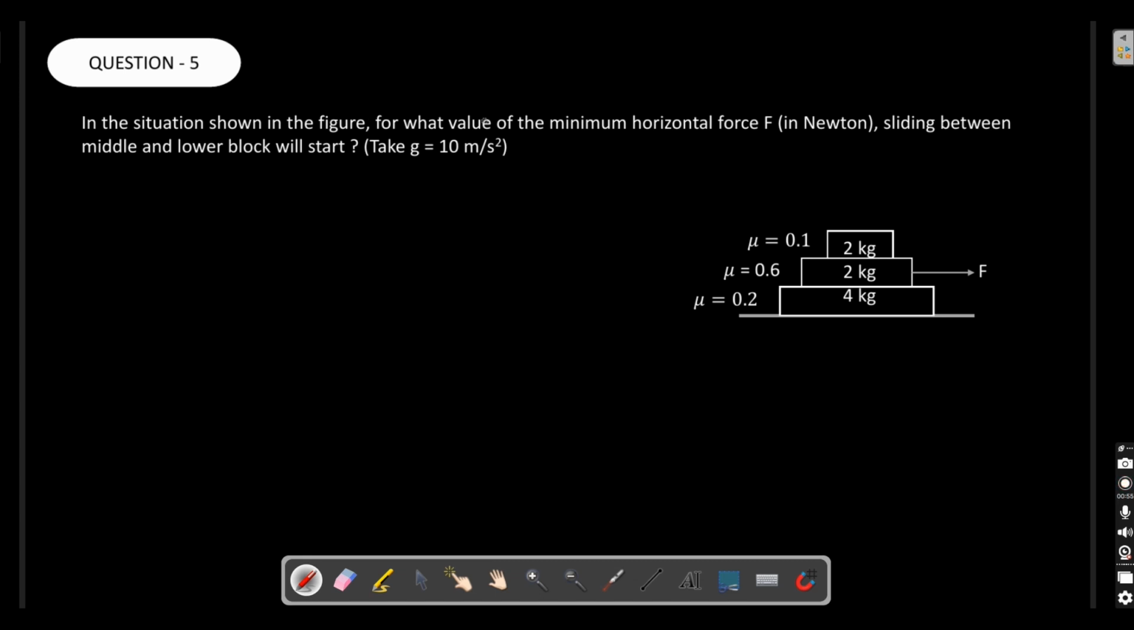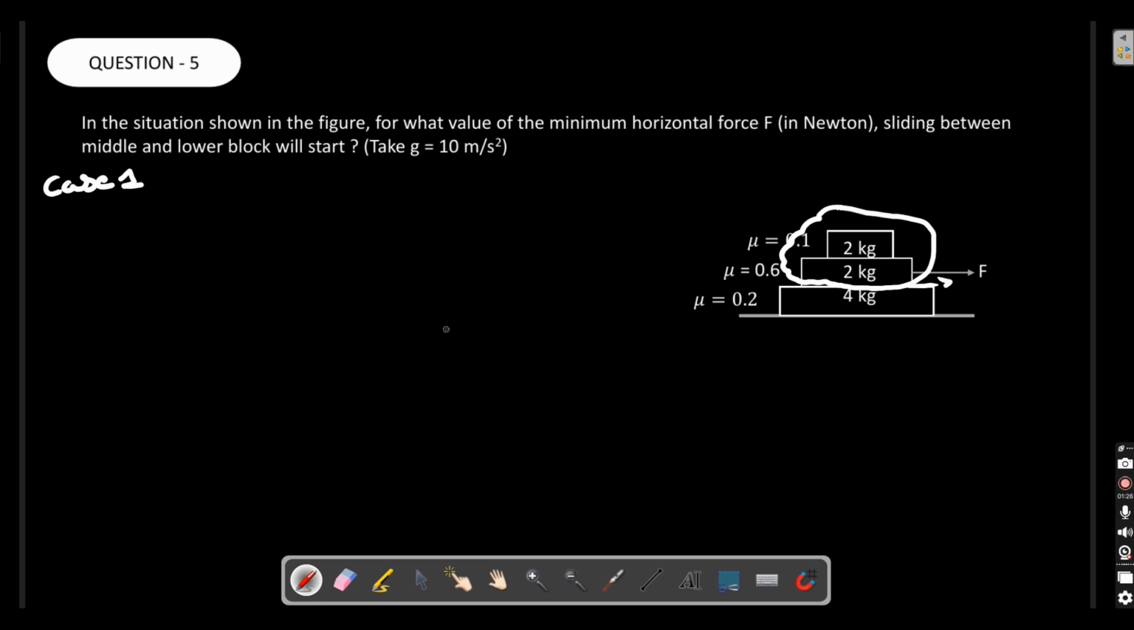Suppose in the situation shown in the figure, for what minimum value of the horizontal force F does sliding between the middle and lower block occur? They said there should be sliding here. You should find the cases. What are the cases? First of all, I'm writing case 1. These two blocks travel together, and then there is sliding between these two. Got the point? Right. So let's find the friction forces everywhere.